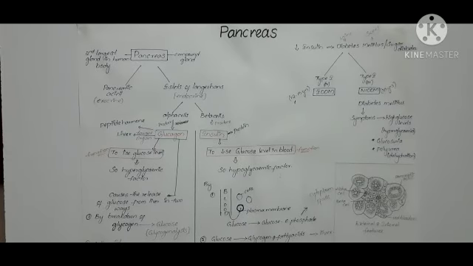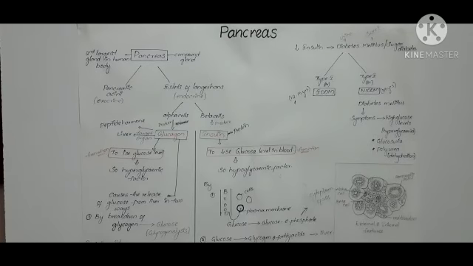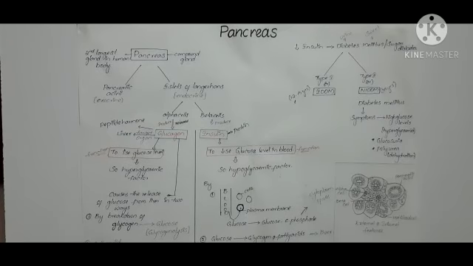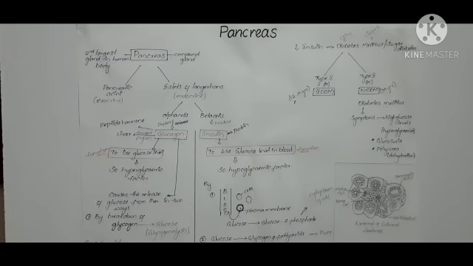Diabetes mellitus is of two types: type 1 and type 2. Type 1 is also called insulin dependent diabetes mellitus, in short IDDM, and type 2 diabetes is also called non insulin dependent diabetes mellitus, in short NIDDM. Now the reasons why type 1 and type 2 diabetes are caused. First of all, type 1 diabetes is caused due to total deficiency of insulin.